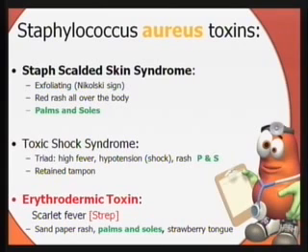Toxic shock syndrome has this triad: high fever, hypotension, shock, rash, palms and soles, and on the boards they always go for retained tampon. Tell you a short story here.